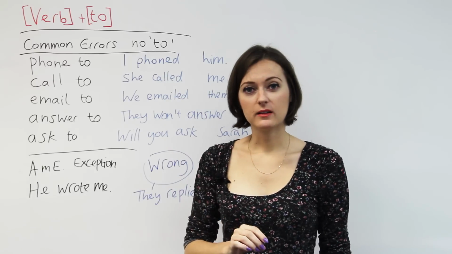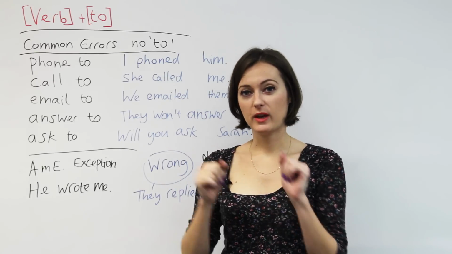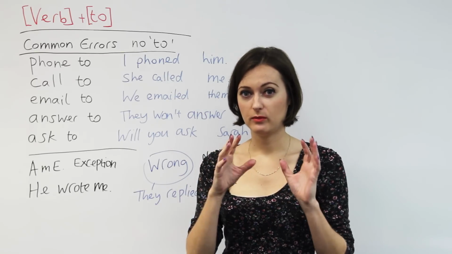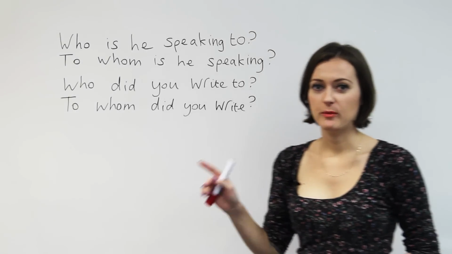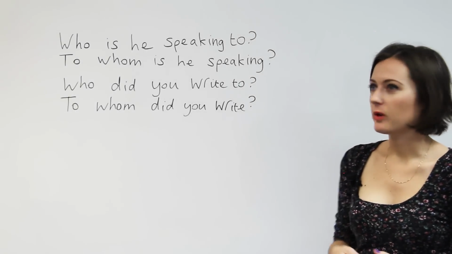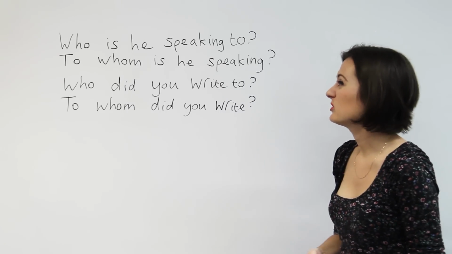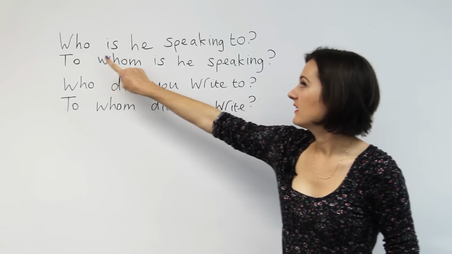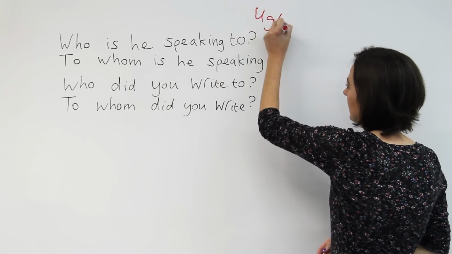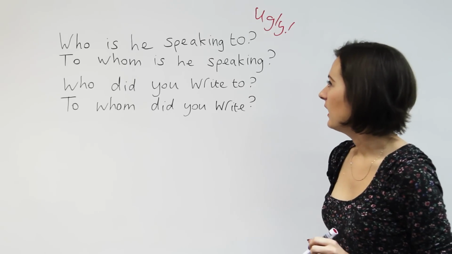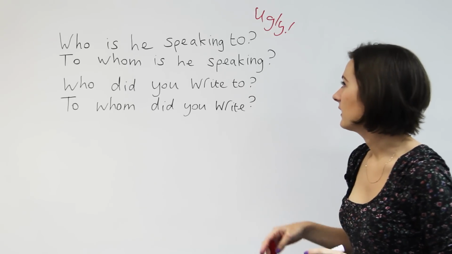When we come back, we're taking a look at making questions with verb plus to. One issue you should know about verb plus to is that when we do questions, some people don't like it. Some people don't like it to say, who is he speaking to? For them, it's really ugly. Don't like it. But there's a way to avoid it.